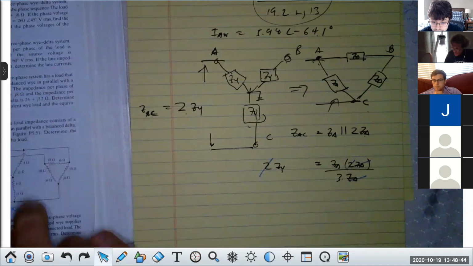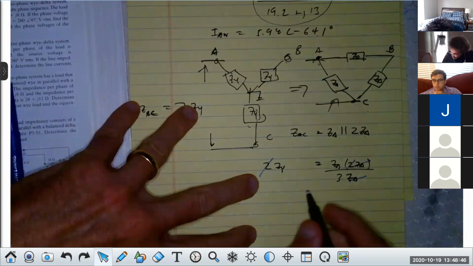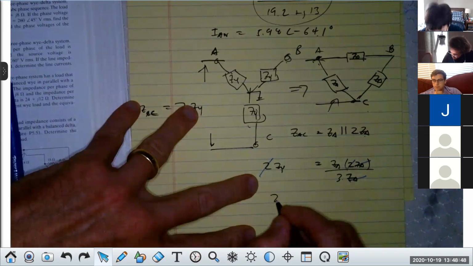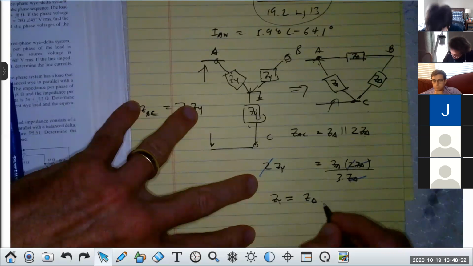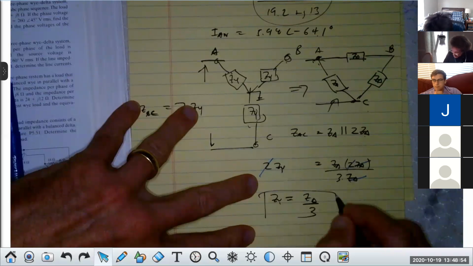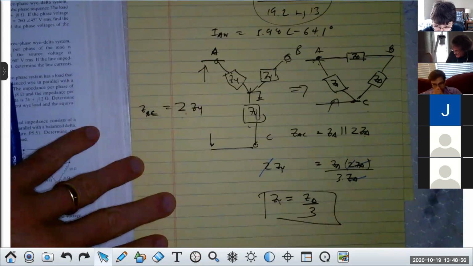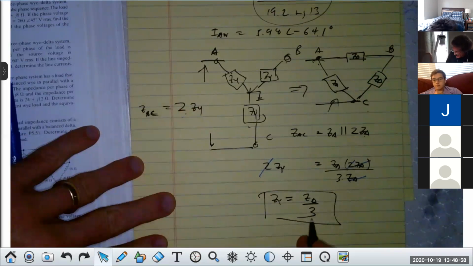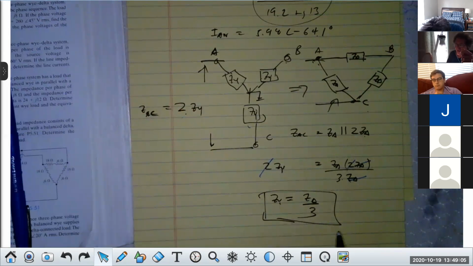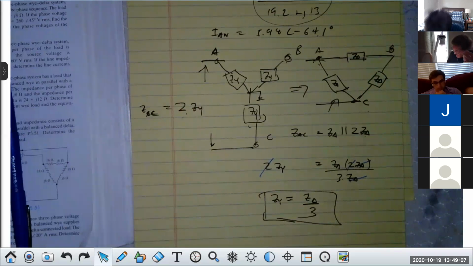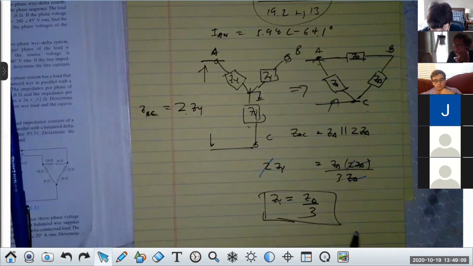And then lo and behold, you see that the equivalence is ZY equals Z delta divided by 3. And that's it. Or, like they say, sometimes you need Z delta and you would take 3 times ZY. Are you with me? Now, what it means is the Y load is much less. It's divided by 3, the delta load. And that's the key to this.